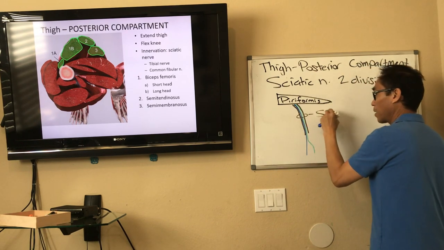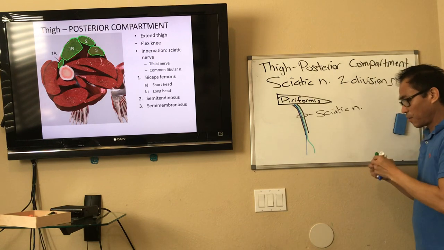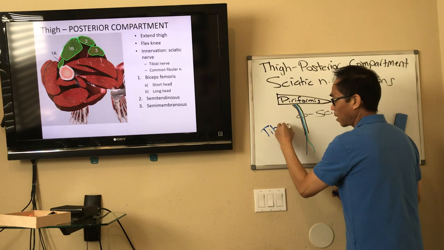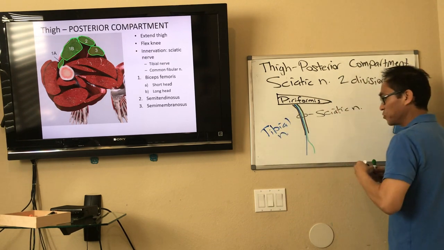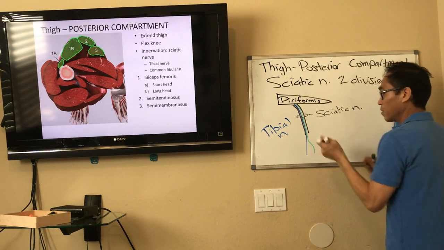Call the whole thing sciatic nerve with the two divisions inside there. The blue one would be the tibial nerve. The green one that I drew would be the common fibular nerve. So this is lateral, that's medial.